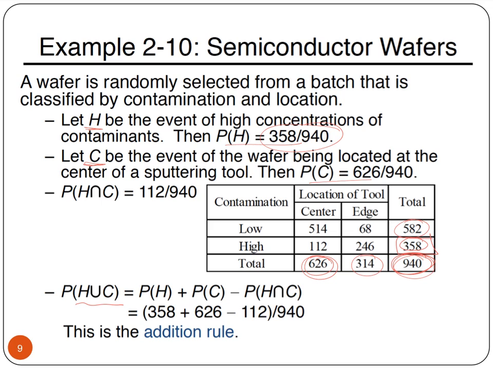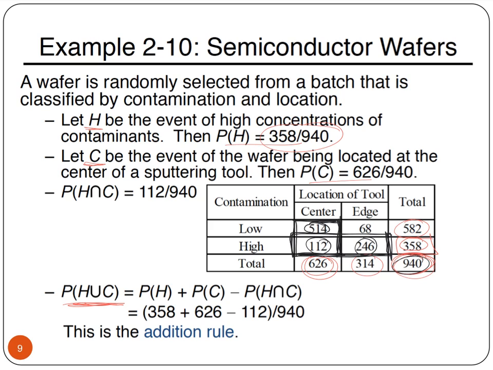Now, if we want to figure out the probability of the union, H union C, here is H, if you want to put it as a set, and here is C. So if you want to calculate the probability of the union, what you would probably do is add those numbers together, which gives you the total number of outcomes in this union, and then you divide that by 940.